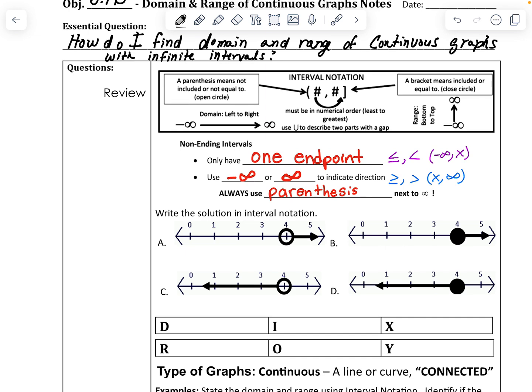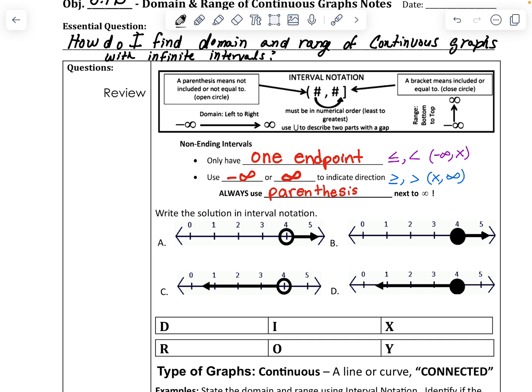So let's remember our interval notation. Parenthesis means not included or not equal to, which would also be an open circle. A bracket means included or equal to, a closed circle. Remember, negative infinity to positive infinity goes from left to right. From bottom to top would be negative on the bottom, positive on the top. If you only have one endpoint, you're going to use less than or equal to, and then you're going to have your negative infinity and your value.